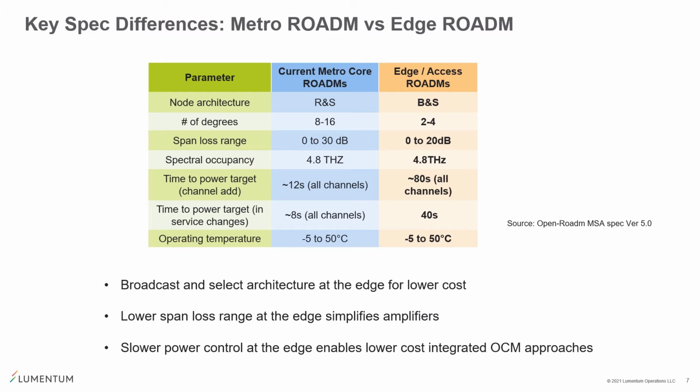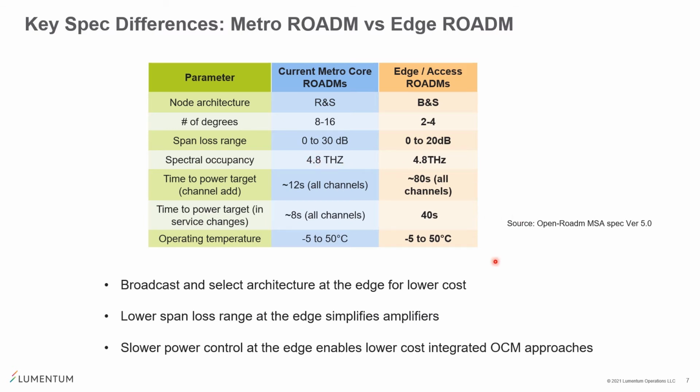The other crucial difference is that the metro has to support 0 to 30 dB span loss. And for the edge, given that links are going to be small and to reduce the burden on the amplifiers, we truncated the span loss requirements to 0 to 20 dB. Now, given that they have to do a transparent optical handoff between the edge and the metro, it is 4.8 terahertz spectral occupancy for both.